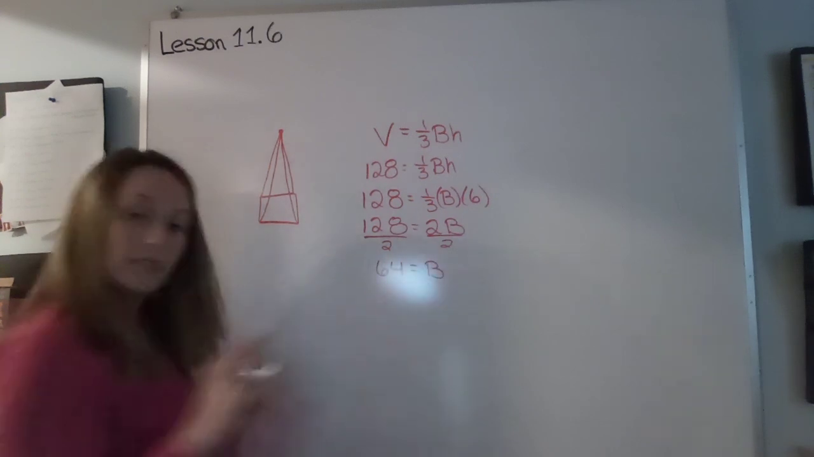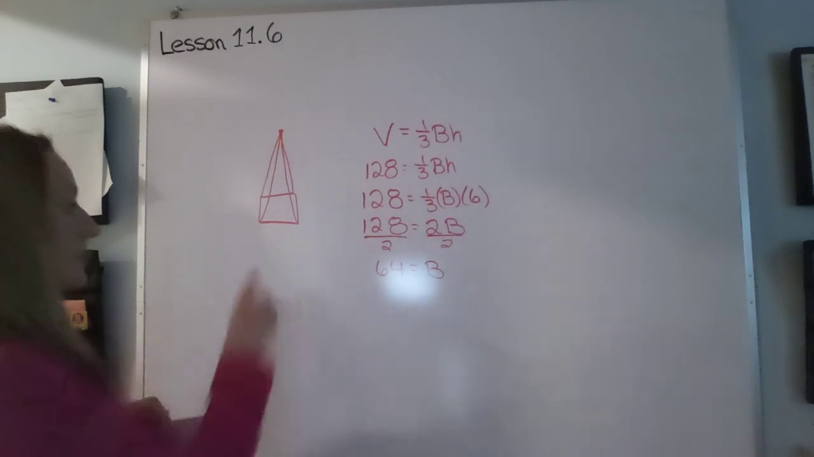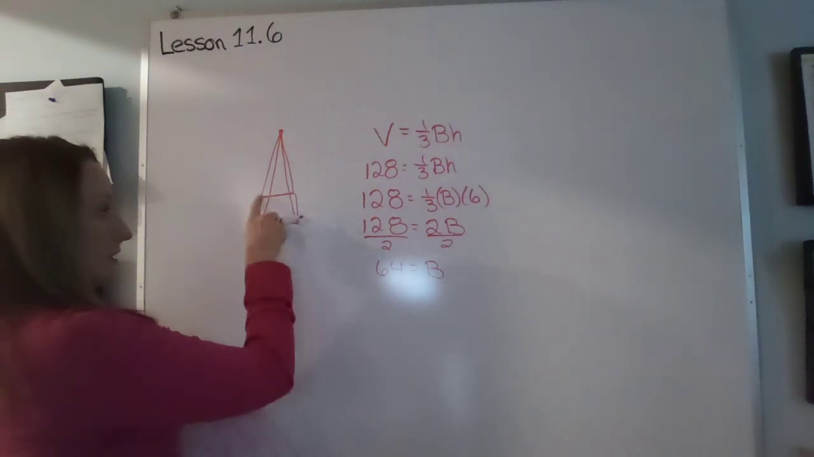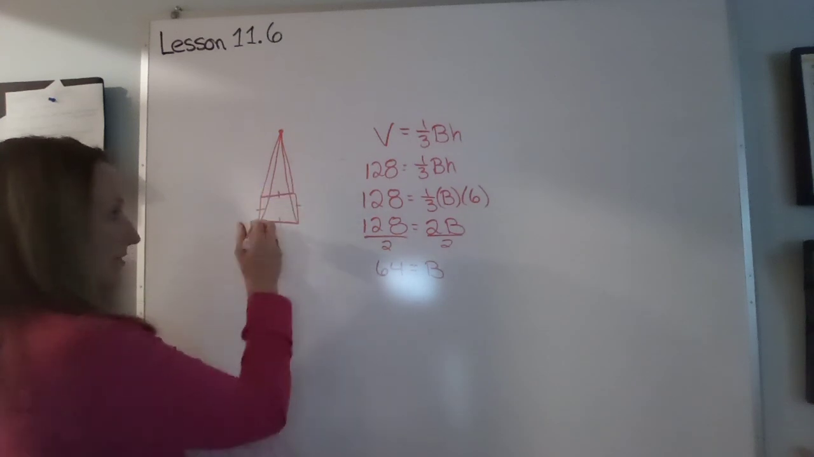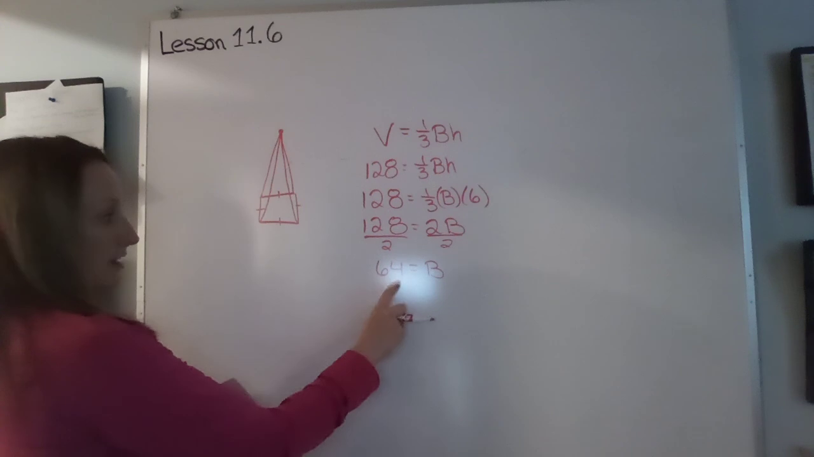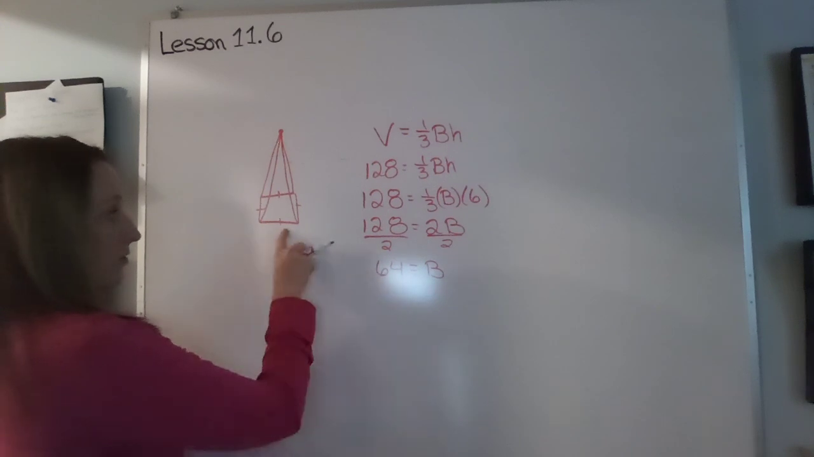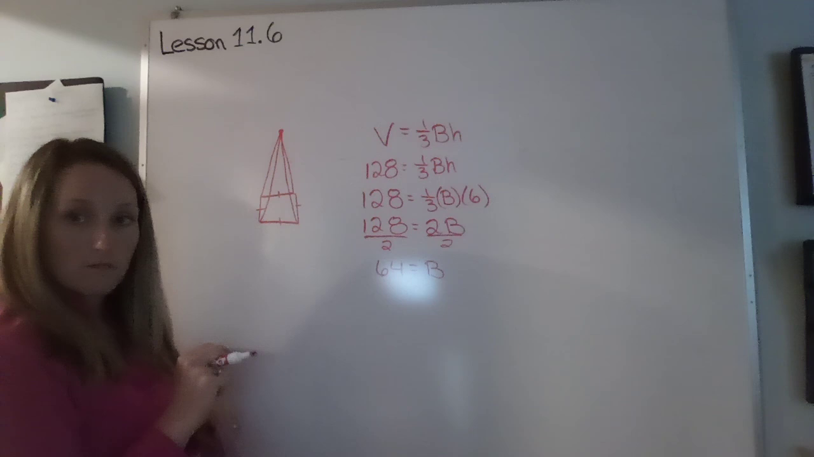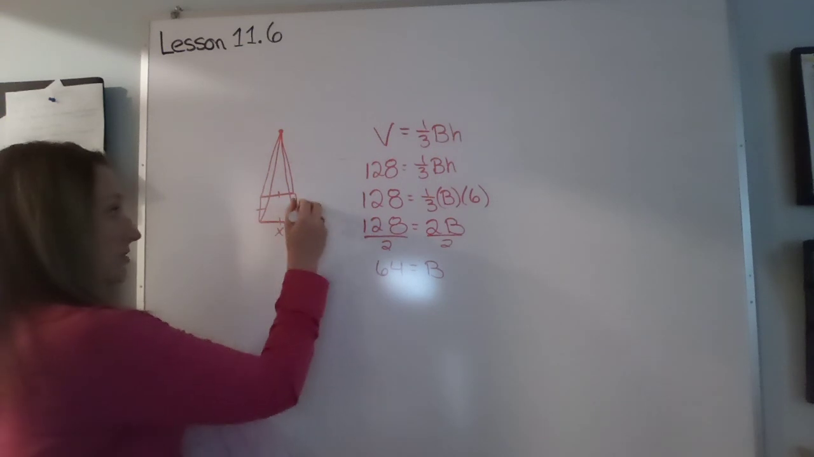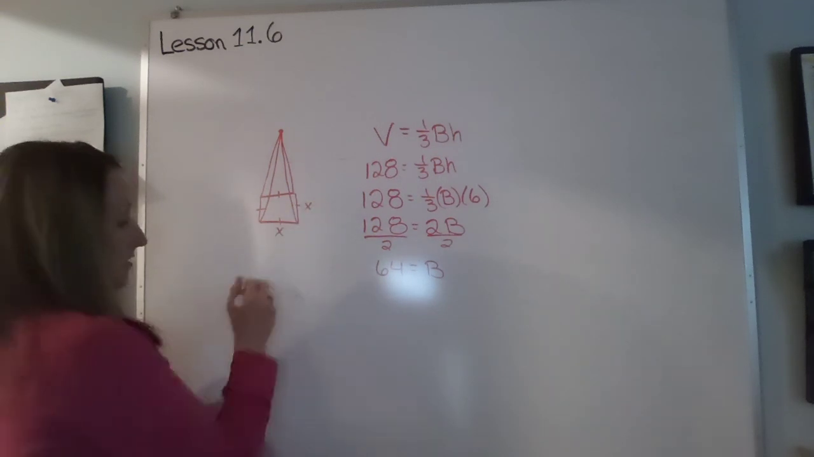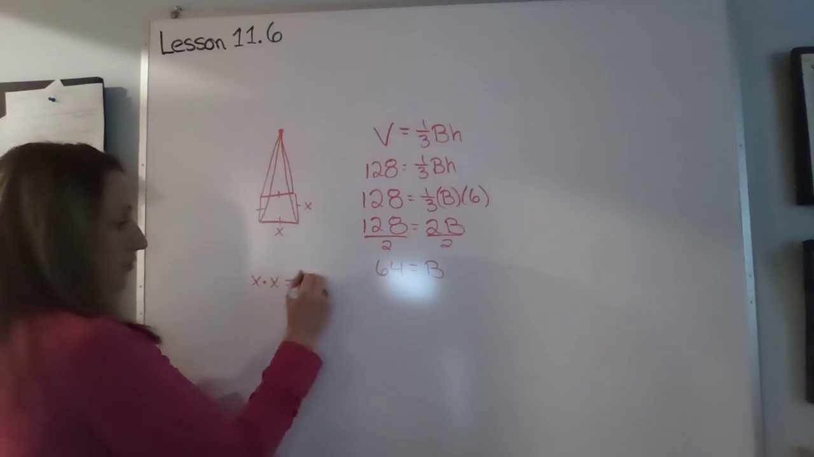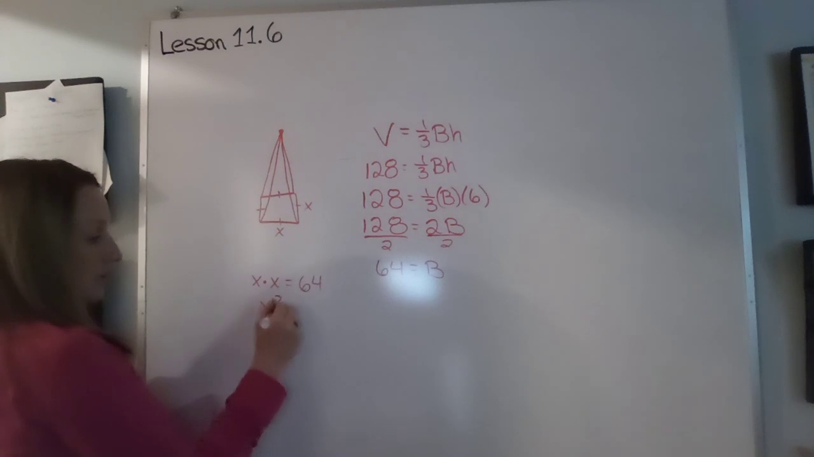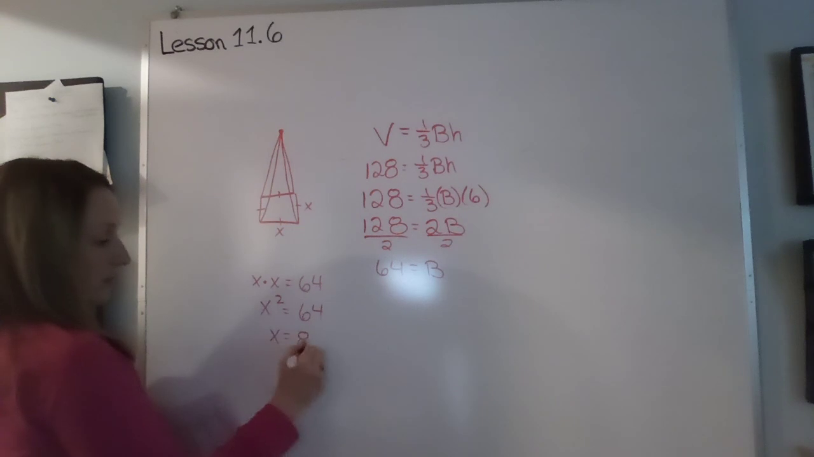All right, what does B mean again? B is the area of the base. And what is this shape? We were told it's a square base. If it's a square and the area of the square is 64, what are both sides? If you're not sure, since it's a square, you can use the same variable like x and x. Right, and I know to find the area of that square, I do x times x equals 64. So that means x squared equals 64. Square root both sides, x has to equal 8.